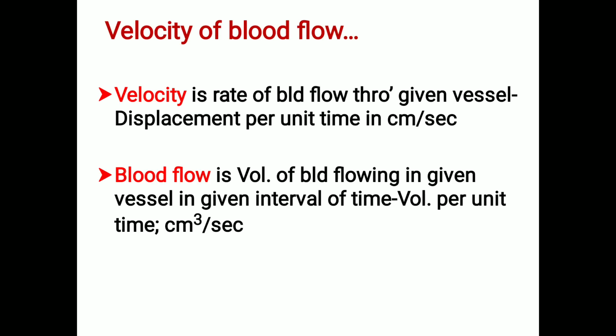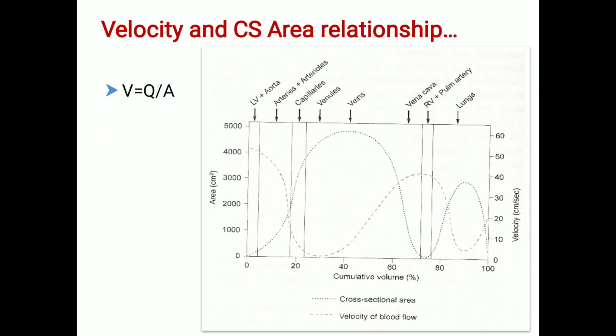Velocity is the rate at which the blood flows through the given vessel. So it is the displacement per unit time, in centimeter per second. So the velocity and cross sectional area: what is the relationship between the velocity and cross sectional area? One thing you need to know here is the relationship between average velocity of blood flow and the total cross sectional area. So an increase in the total cross sectional area of blood vessels decreases the velocity of blood flow. So an increase in the total cross sectional area will decrease the average velocity of blood flow.